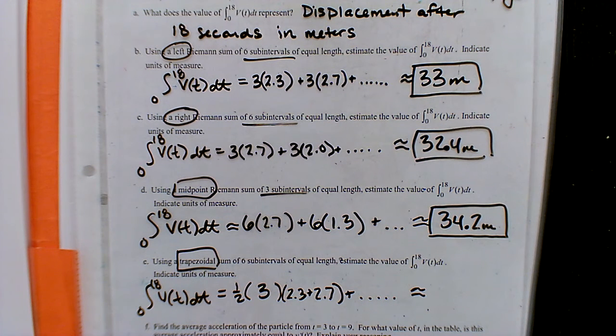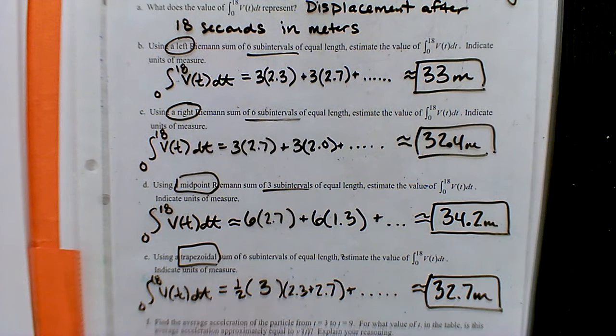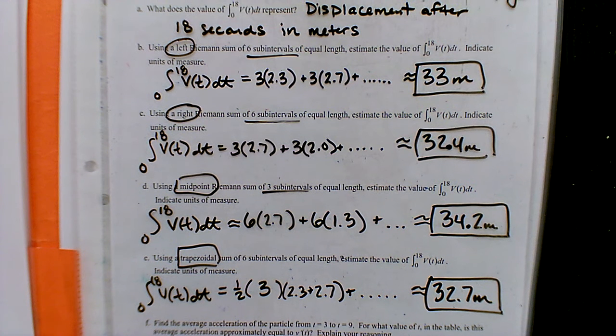What about these trapezoids? What do we get for our displacement? Are we there yet? Do we need more time? I know it's a lot of numbers to type in. Where'd you go, Joseph? 32.7. I like it. Make sure you can get it. Is that kind of coming back to us when we did left endpoint, right endpoint, midpoint, trapezoid? All right, good. Let's try the last one.